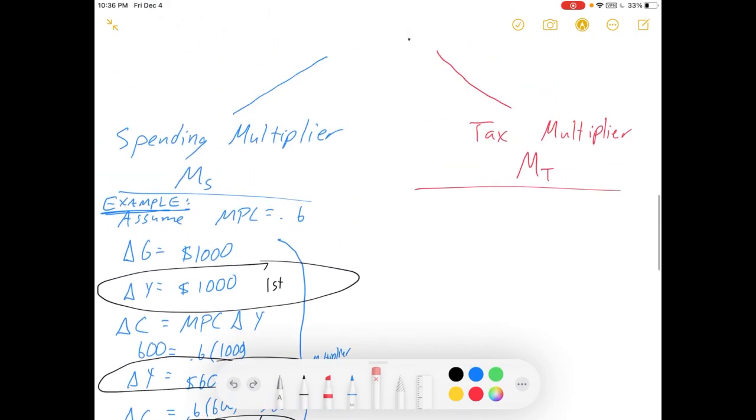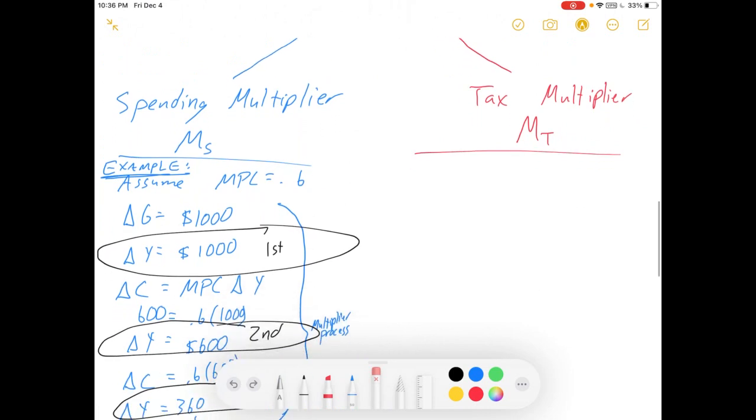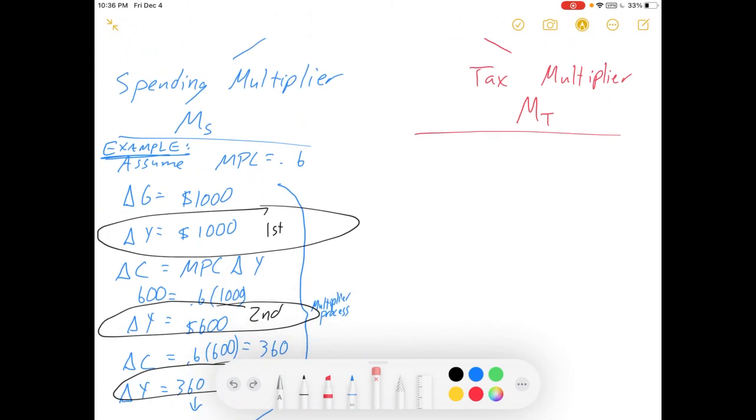Now, let's go to our other multiplier, our tax multiplier. We'll do something similar. We'll assume that the MPC is 0.6, and we'll decrease taxes by $1,000. Well, the immediate effect is that disposable income rises by 1,000. Note, I put the D on it because production or total income hasn't changed, just disposable income. What does that mean? Disposable income is actual income minus taxes.